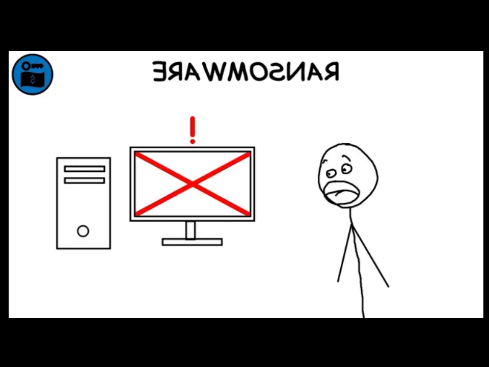Ransomware. A ransomware is a malware that permanently blocks access to the victim's personal data and computer unless a ransom is paid.